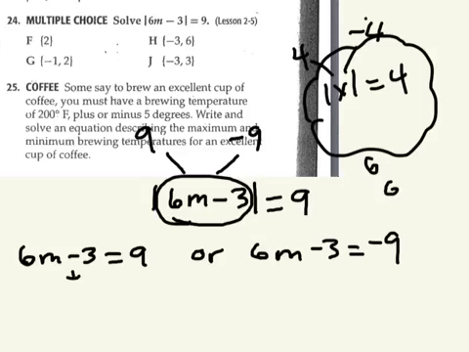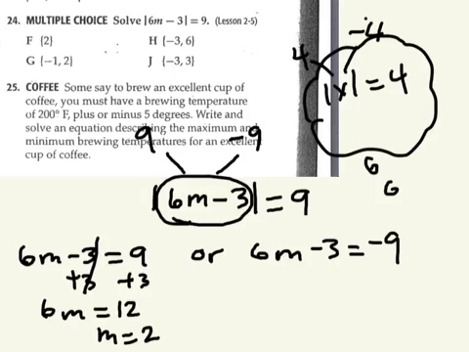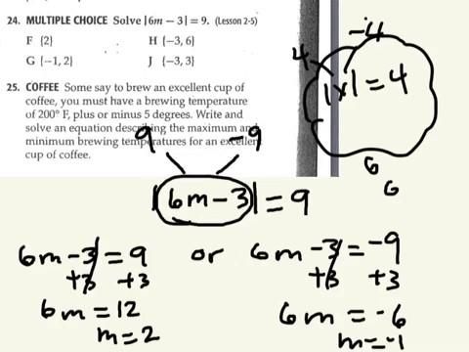So we've got two things we need to do, and that's how we get those two answers oftentimes. 6m is equal to 9 plus 3, which is going to give me 12. M is therefore equal to 2, if I divide both sides by 6. Over here, I'm going to add 3 to both sides. 6m is equal to, this time, a negative 6, so m could equal negative 1. So let's go back. I've got m is equal to 2 or negative 1.